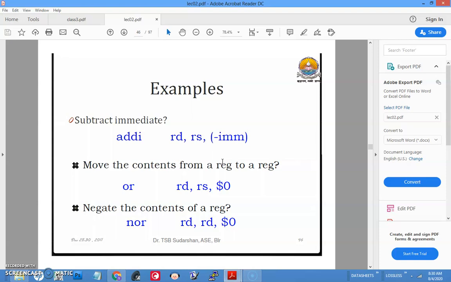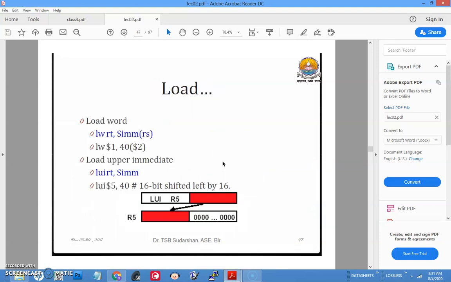So we have immediate operands coming as part of the instruction. You can use that immediate operand for a negative value and so on. Next is the variation of the load instruction. Load has what is known as an offset and base address form.